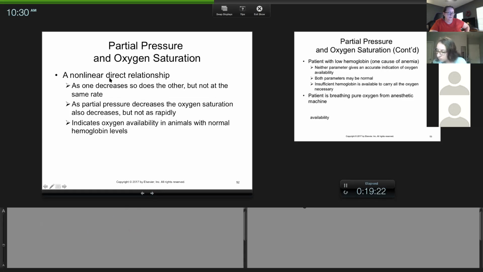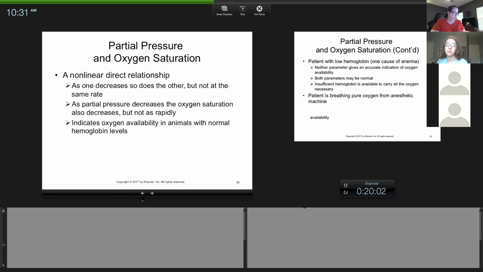It is not linear, and what that means is it doesn't follow a direct line. What happens is, as your partial pressure decreases, which is your free oxygen, your saturation is going to decrease, but not as rapidly. What this is telling us is the oxygen availability in an animal with normal hemoglobin. That's why we measure partial pressures and oxygen saturation from arterial blood: we're saying how much oxygen is available for the animal to use.